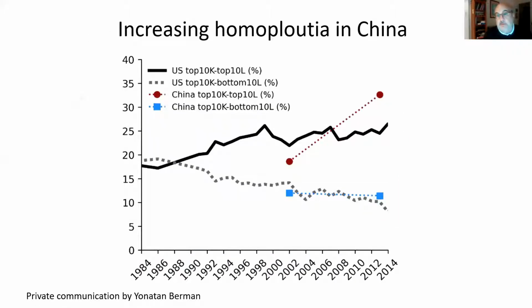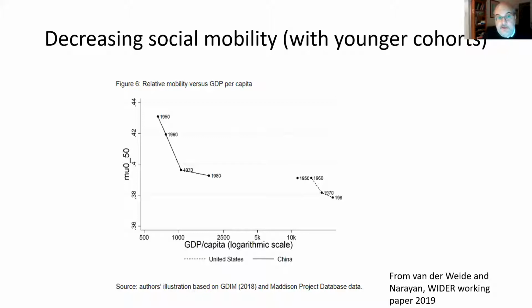Another, for homoplutia, is an entirely new result, which a co-author of mine got very recently. Showing you here, the red dotted line is the percentage of people in the top decile in China who are both rich in terms of wages and capital income. The data go from 2003 to 2013, I think the last year for China. And you notice a very high increase, even higher than in the US, of people who are both rich in labor income and capital income. And finally, we also have data about decreasing social mobility, where the study compared people born in different decades, people born in the 50s, 60s, 70s, 80s, and on the vertical axis is an index of social mobility, whereas on the horizontal axis is simply GDP per capita.